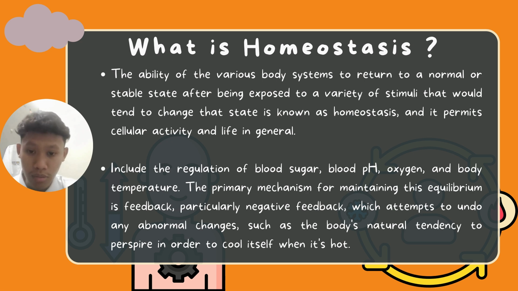Besides, it includes the regulation of blood sugar, blood pH, oxygen and body temperature. The primary mechanism for maintaining this equilibrium is feedback, particularly negative feedback, which attempts to undo any abnormal change, such as the body's natural tendency to perspire in order to cool itself when it's hot. So, that is the introduction of homeostasis.